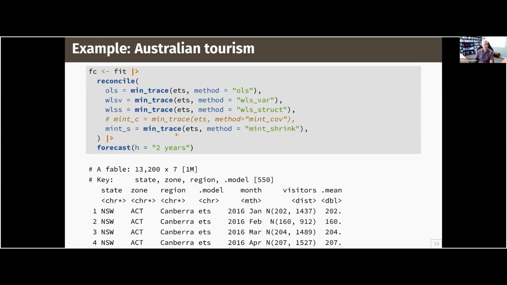So you can see the nice interface allows me to use just natural language notation. 2 years as quotes, and it'll interpret that to be 24 months. And it comes back with a forecast for each model, for each of these different types of reconciliations, as well as the original model that I started with, and for each region and for each future period of the 24 months. So I now have 550 series giving me 13,200 forecasts in total. So in a few lines, we get all of that.